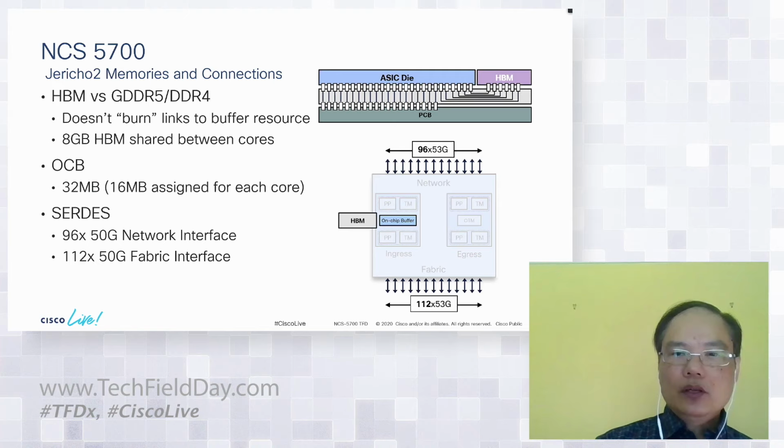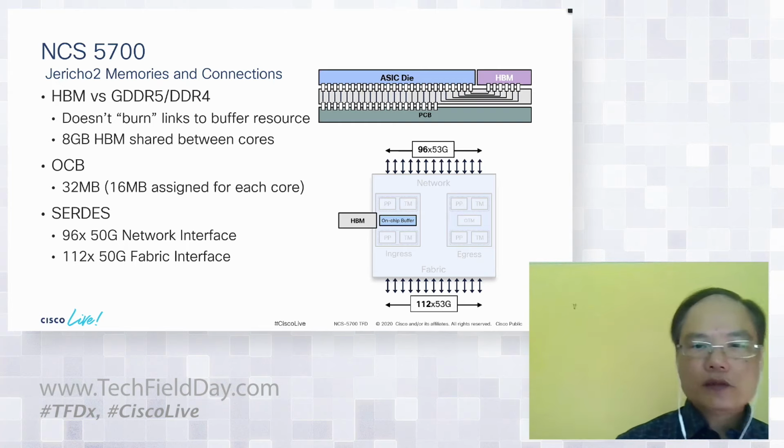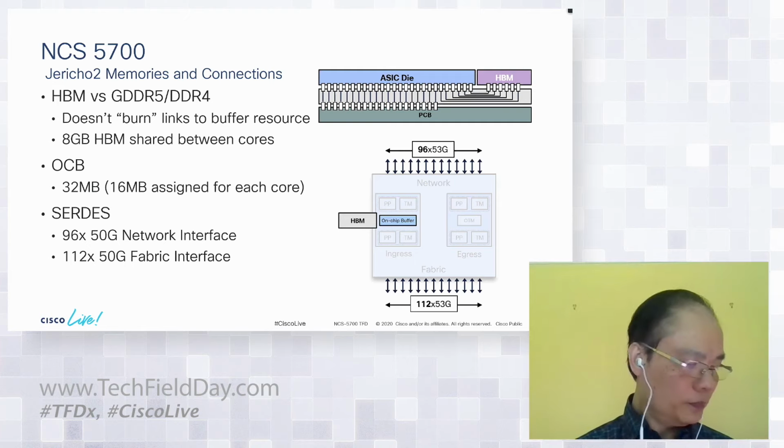As mentioned, Jericho II is 400 GB optimized with all 50 GB SerDes. It has 96 by 50 GB SerDes for network interface and 112 by 50 GB SerDes for the fabric interface.